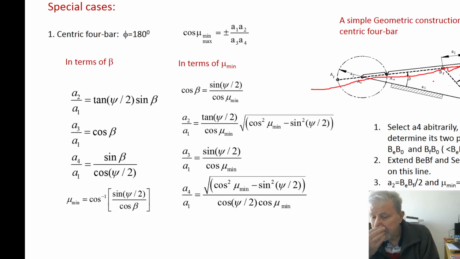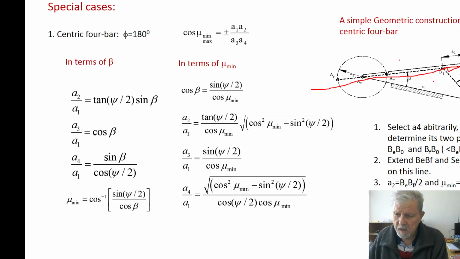Now, the transmission angle in this case is pi over 2 minus psi over 2. Since notice you form a right angle triangle, the transmission angle mu is equal to pi over 2 minus psi over 2, and the deviation of the transmission angle from 90 degrees at the two extremes, at these two positions, are equal.